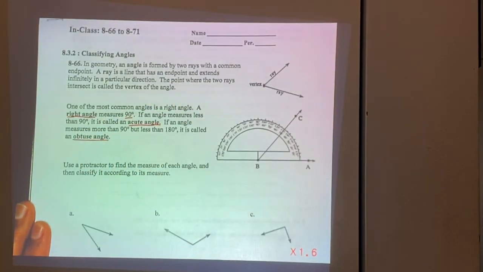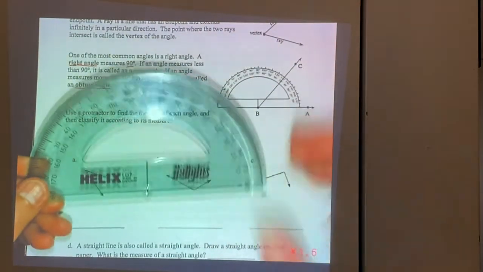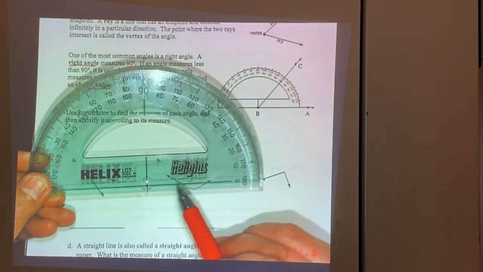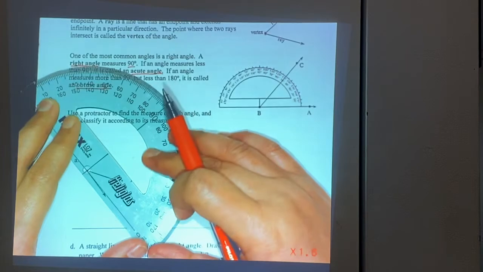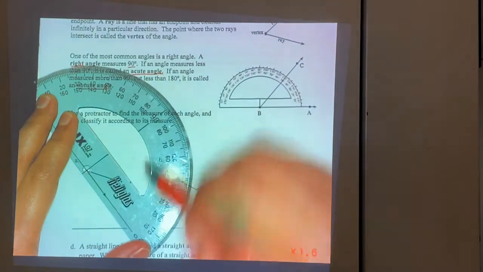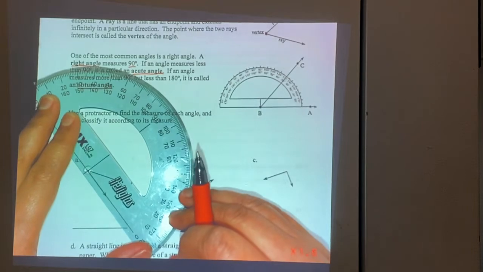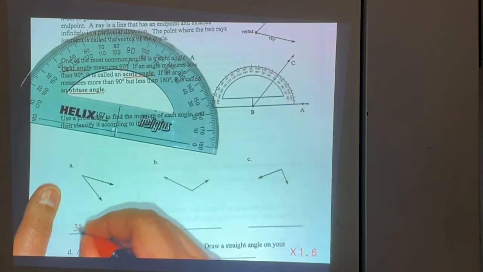Use a protractor to find the measure of each angle and then classify it according to its measure. When you're using a protractor to measure an angle, this little plus right here has to fit right on the vertex, and then one of the rays has to lay right on this line. So if I line it up like this, it looks like 35 degrees. Let me get the measurements down, then we'll go back and classify them.